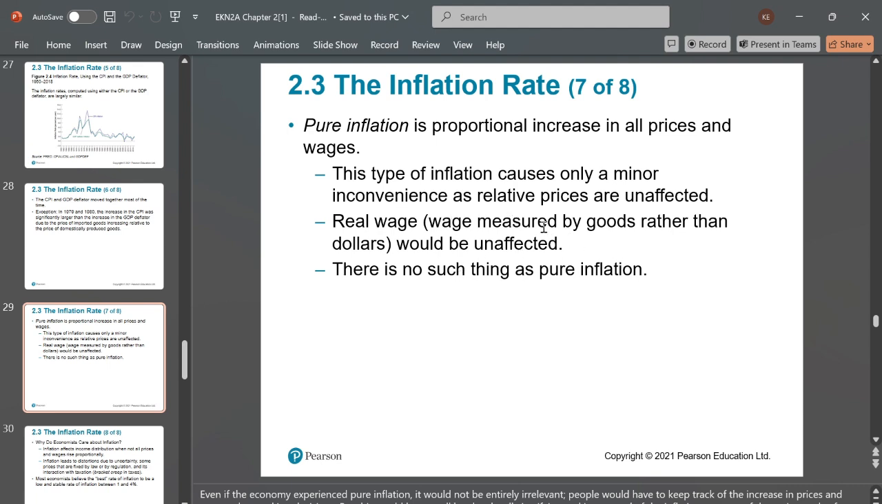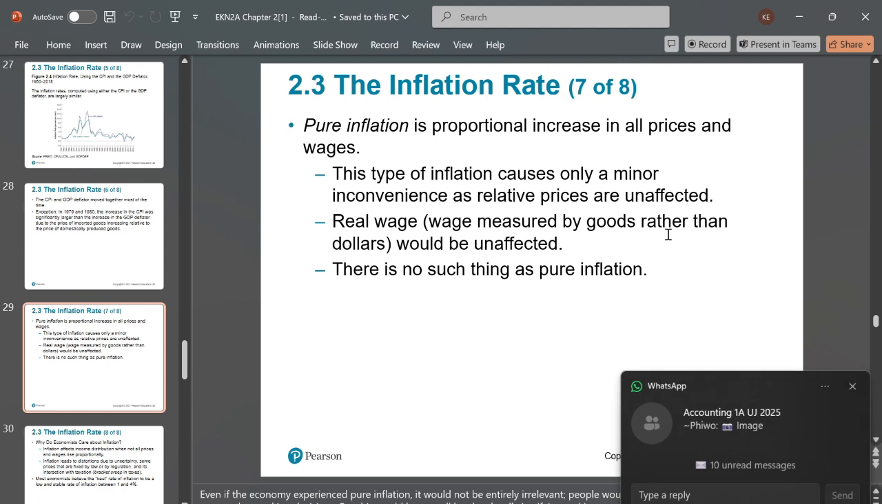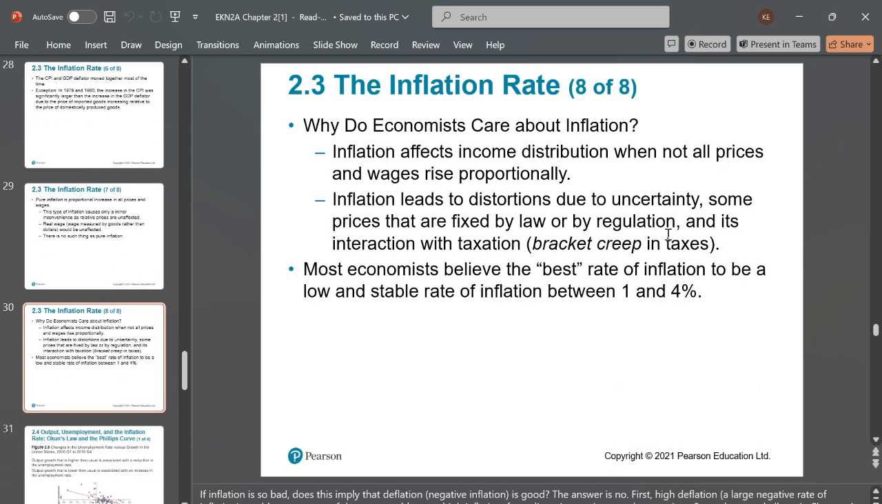Real wage being the wage measured by goods, the wage we use to acquire goods rather than the actual money. So why do we care about inflation? A couple of lessons back, I said that as economists, when we are looking at the health of the economy, we look at three things: the GDP, the unemployment, and the inflation. So this is why we care about it, because it tells us the health of our economy.